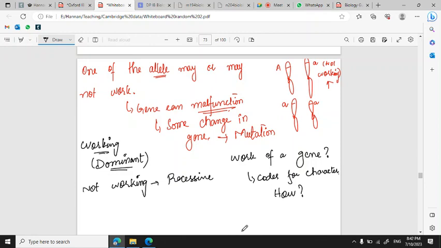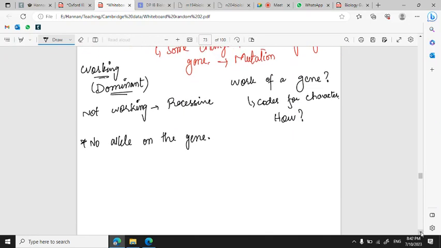The question is again, how does it code? If my eye is black, what is happening in my gene that is making my eye black? Isn't it the allele? The allele on the gene decides that the color of your eye will be black in that case. Now, first thing, there is no allele on the gene.